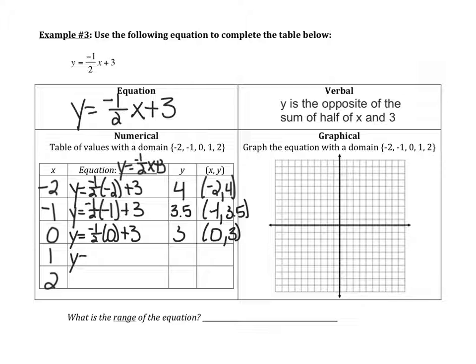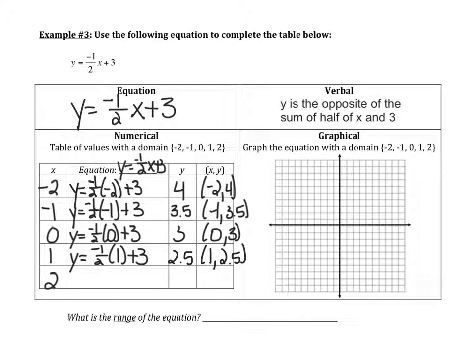Next, put 1 in. So I have -1/2 times 1 plus 3. A negative times a positive is a negative. Half of 1 is a half. So I have basically just -1/2 here plus 3. That'd be like subtracting a half from 3. So that'd be positive 2.5. So my ordered pair would be 1, comma, 2.5.